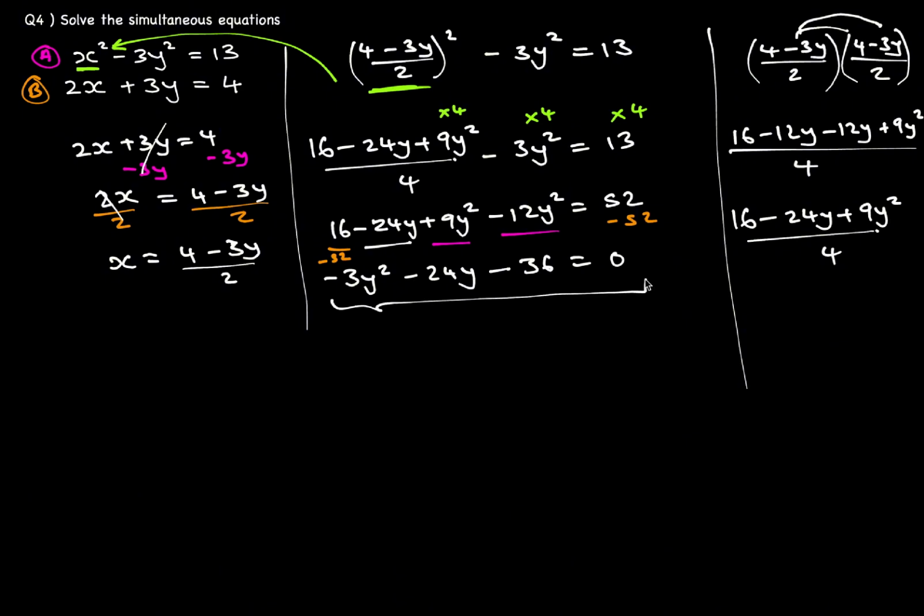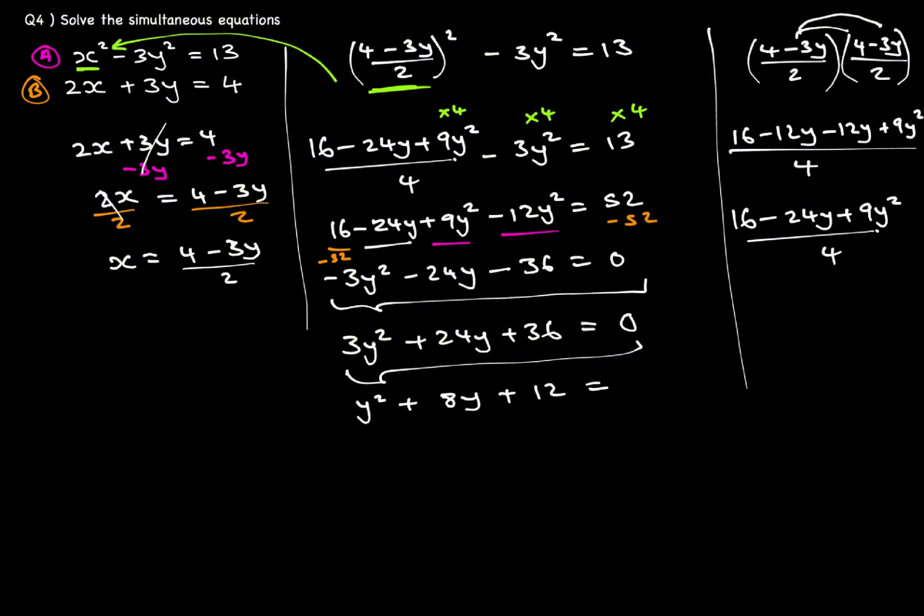If you notice now, all of these terms are negative, so you can divide the left-hand side by negative 1 and the right-hand side by negative 1. 0 divided by negative 1 is just 0. And then all the other terms, when you divide by negative 1, it just changes the sign. So this is 3y squared plus 24y plus 36. Now at this point, all the terms here are divisible by 3. So I'm going to divide 3y squared by 3, 24y by 3, and 36 by 3. Now I've got a much nicer quadratic to deal with.